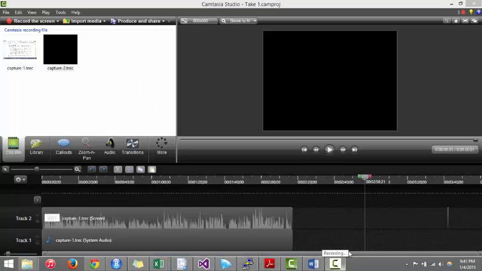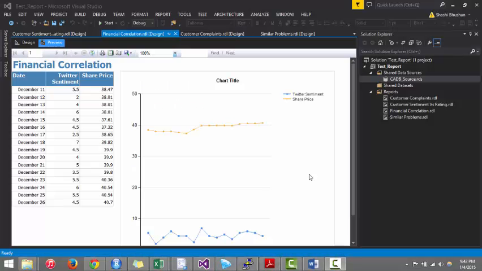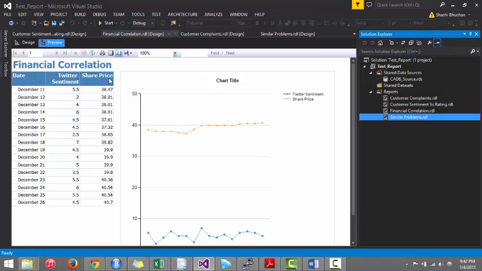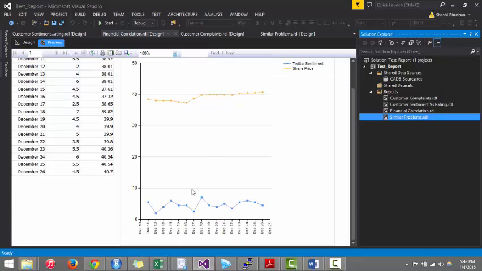Then I ran a reporting services project in Visual Studio. I imported the database that I had prepared before with the conformed dimensions and facts. I created the reports. So this is how the reports look. Let's discuss the first question. This is the Twitter sentiment column. This is the share price column. Now let's look at the graph.